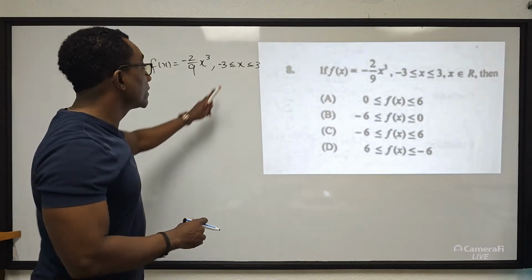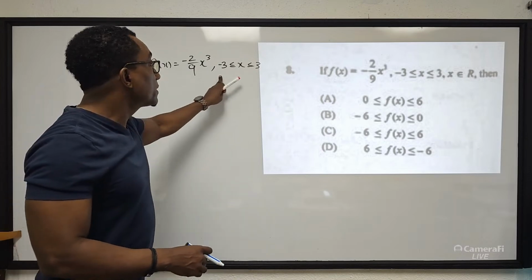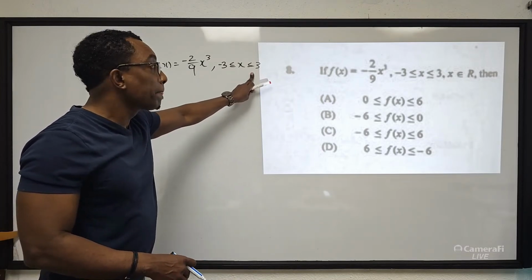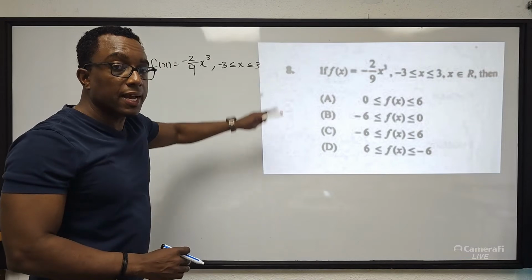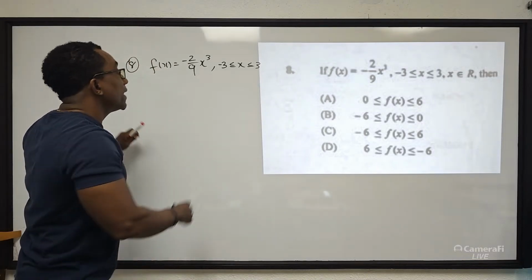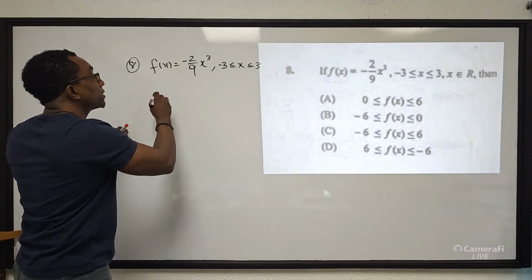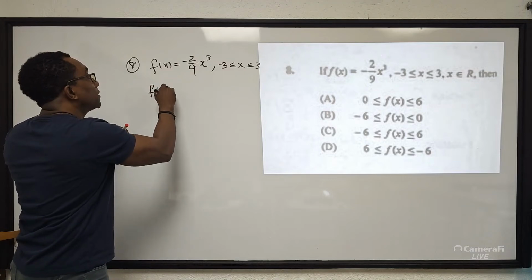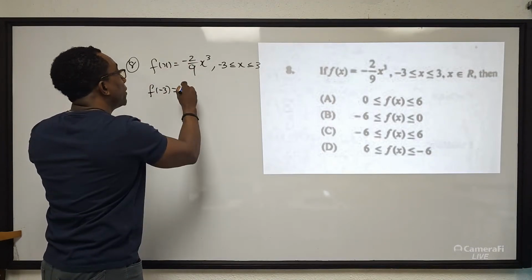We have the domain. This is the domain from the lowest to the highest value along the x-axis, and we want to determine what's the range, lowest to the highest value along the y-axis. So negative 3 will correspond to what? So to find that, we are going to substitute negative 3 into the function.